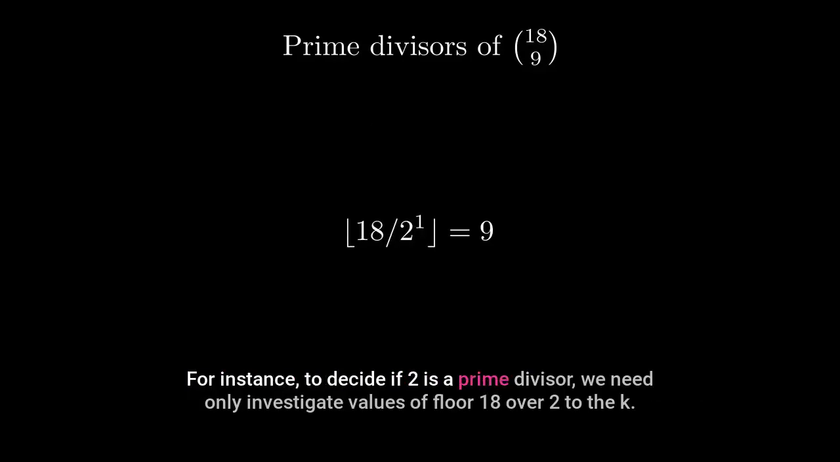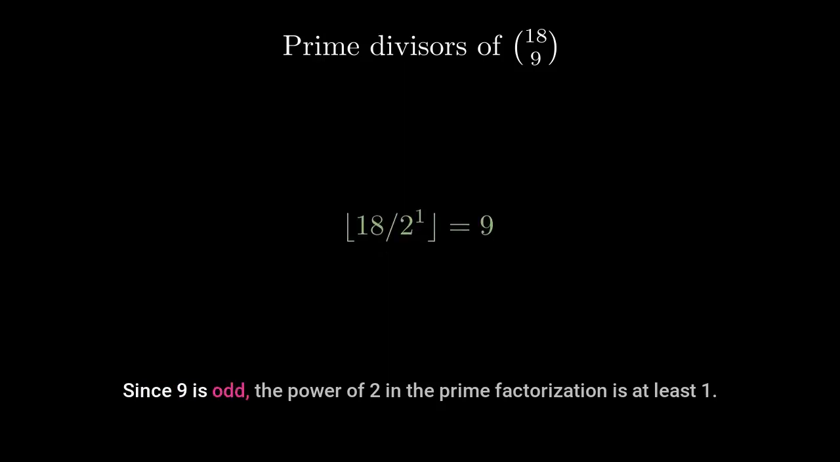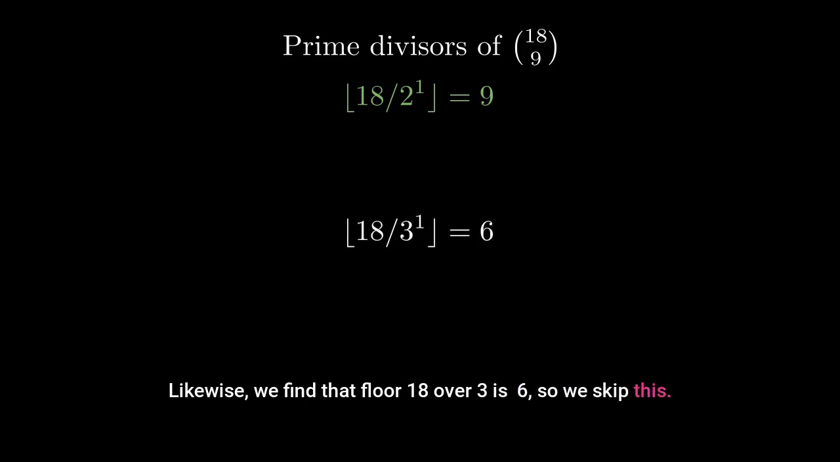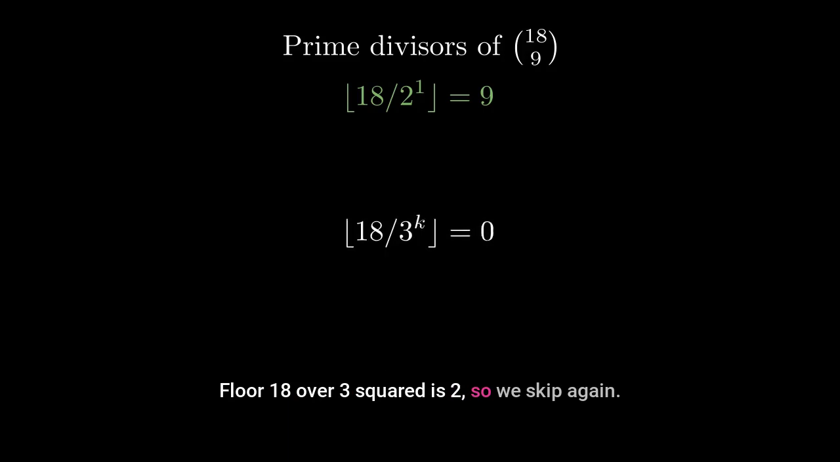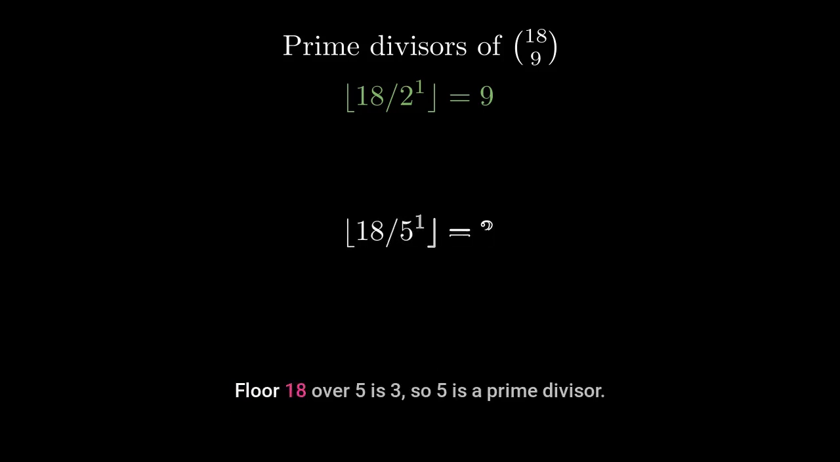We can then use this to quickly find the prime divisors of 18 choose 9. For instance, to decide if 2 is a prime divisor, we need only investigate values of floor 18 over 2 to the k. In fact, for k equals 1, this is 9. Since 9 is odd, the power of 2 in the prime factorization is at least 1. Hence it is a prime divisor. Likewise, we find that floor 18 over 3 is 6, so we skip this. Floor 18 over 3 squared is 2, so we skip again. And every floor 18 over 3 to the k after this is 0, so 3 is not a prime divisor of 18 choose 9. Floor 18 over 5 is 3, so 5 is a prime divisor.